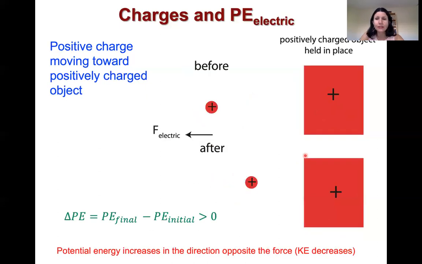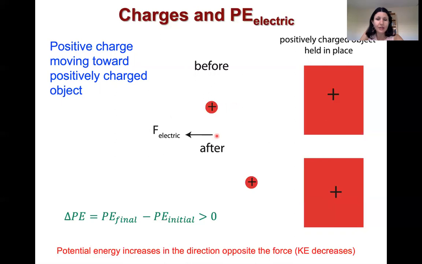Now, what if we take two like charges? So here we still have that positive source charge, but then we have a positive test charge. Now we know that because they're the same charge, they will repel.